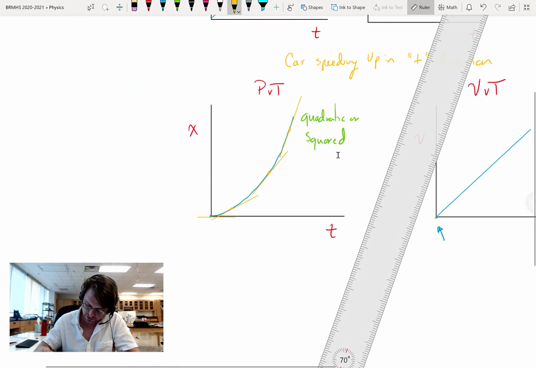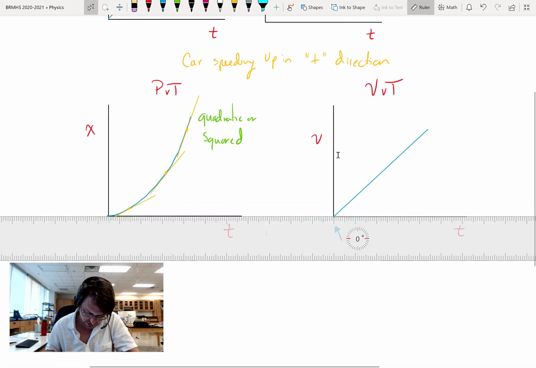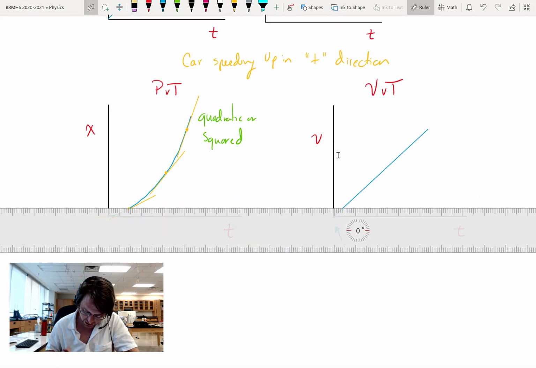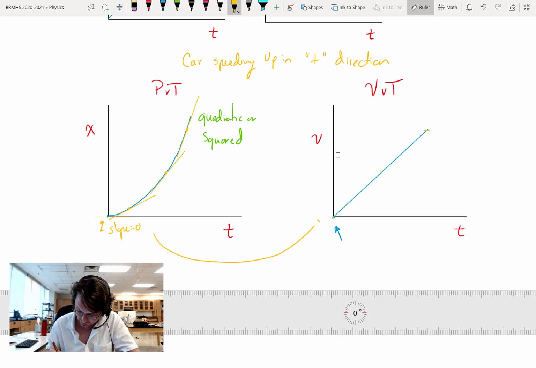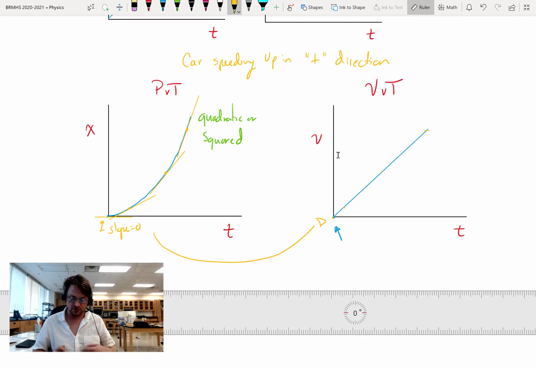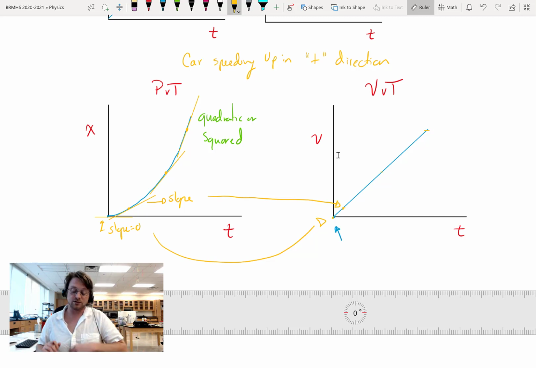The slope on our position time graph is still our velocity, but our velocity is changing with time because we're speeding up. So this slope here at the very beginning is zero, and that corresponds with our velocity value being zero right there at the origin. The slope for our very first point that I drew is going to correspond with the value of the velocity right there.